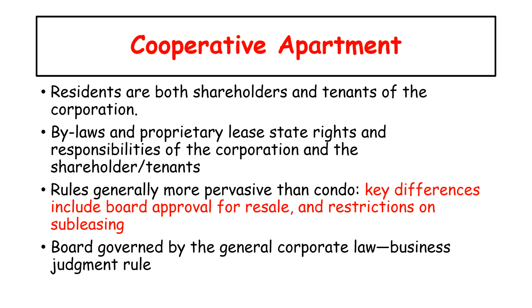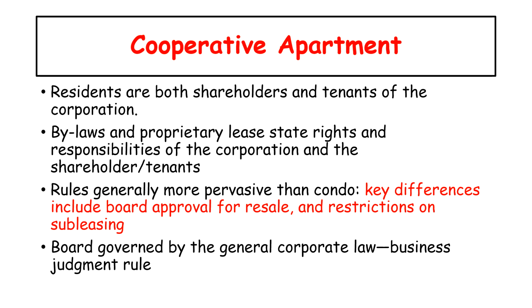So cooperatives are probably the hardest of the common interest communities to understand, because a cooperative apartment system is a corporation, and the residents are shareholders of the corporation and tenants of the corporation, because by purchasing shares in the corporation, each shareholder is given a proprietary lease that is attached to those shares that gives the shareholder the right to live in a particular apartment.